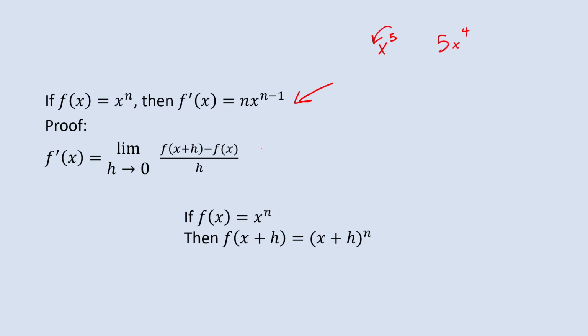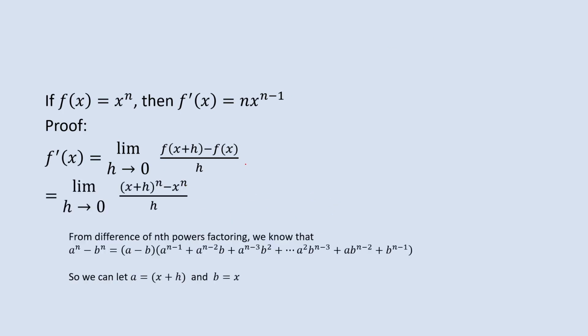Okay, well, how do we prove such a thing? Well, we begin by using the definition of derivative. We know that the limit as h goes to 0 of f of x plus h minus f of x all over h will be the derivative. And we know that in this example, f of x is equal to x to the n, which means f of x plus h is x plus h quantity to the n. So we can sub in x plus h quantity to the n for f of x plus h, and we can sub in x to the n for f of x. And that's what we do in the next line.